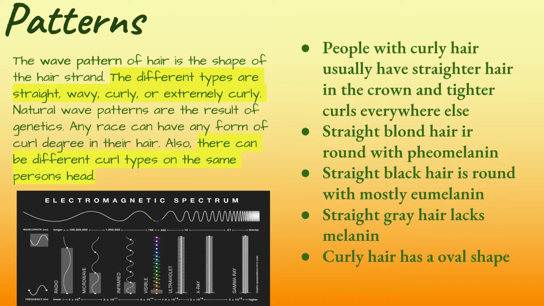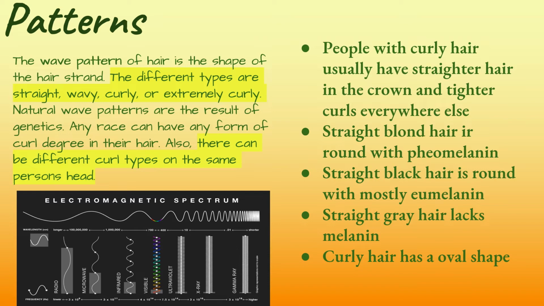Wave patterns of the hair are the shapes of the hair strand. The different types are wavy, curly, or extremely curly. Natural wave patterns are a result of genetics, and any race can have any degree of curl in their hair. There can be different curl types on one person's head. People with curly hair usually have straighter hair in the crown and tighter curls everywhere else.